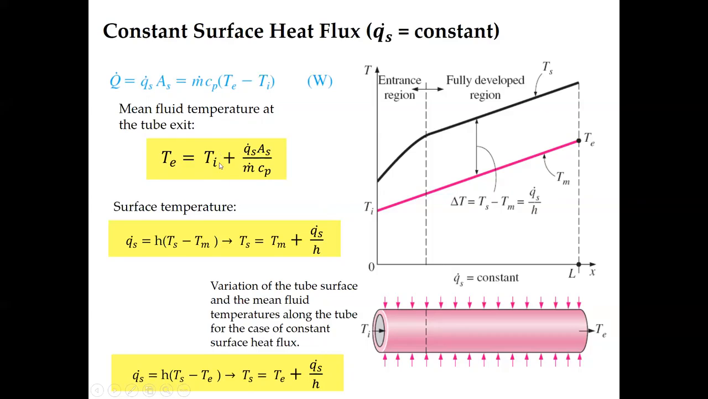Rearranging this equation, let's say the Q value is known, you can get the exit temperature by this equation, and the surface temperature you can get based on this equation. If you know the heat transfer coefficient, normally we calculate the heat transfer coefficient by using the correlation of Nusselt number.